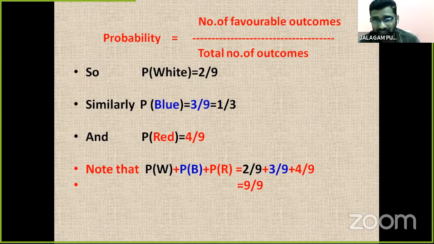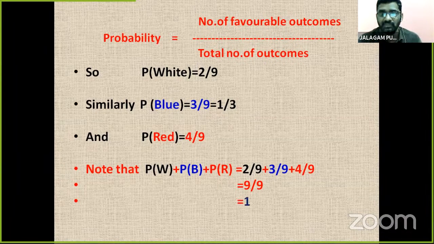Already we discussed this. What did we discuss here? The sum of the probabilities of all elementary events is 1. So that's why 9 by 9 is equal to 1.